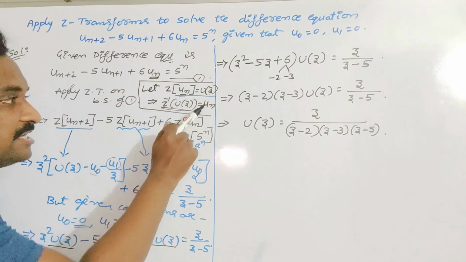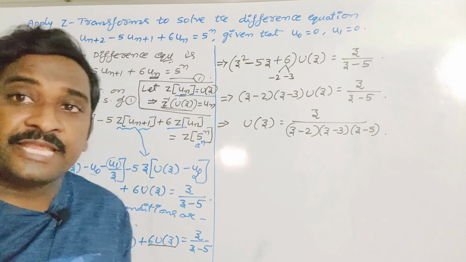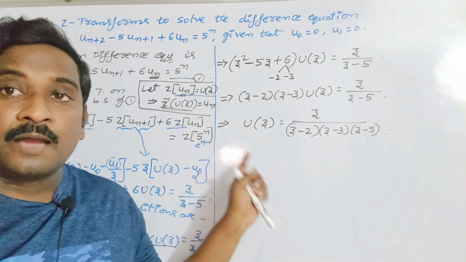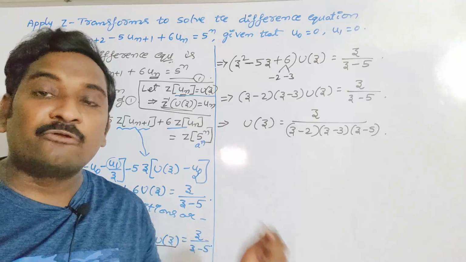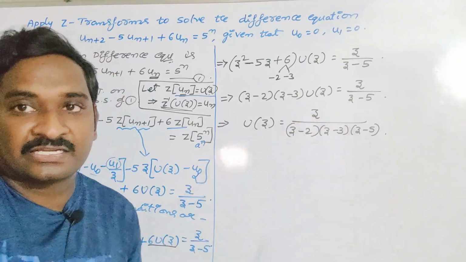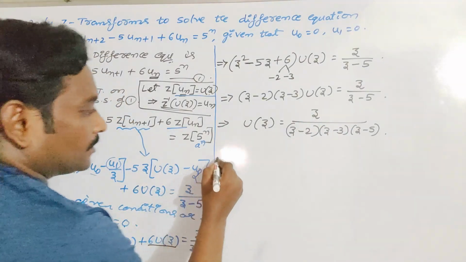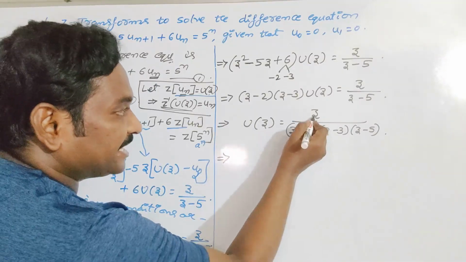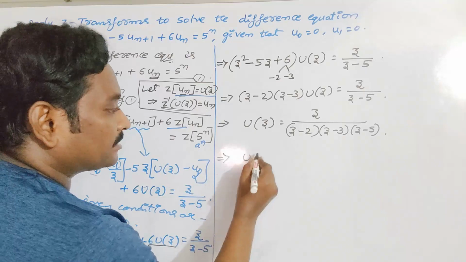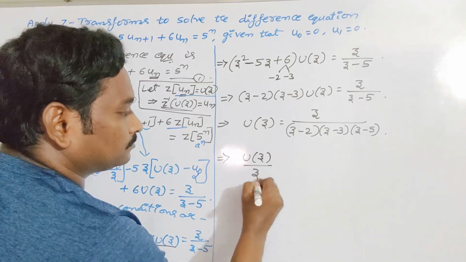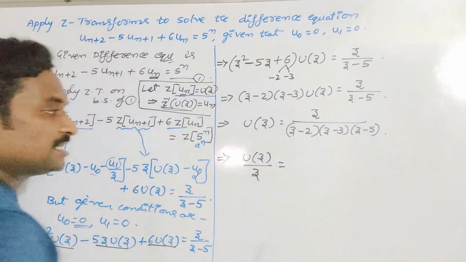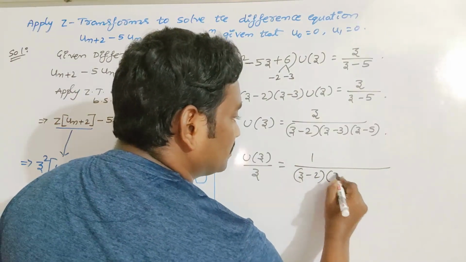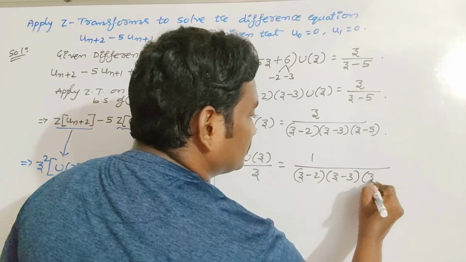Z inverse of U of z is un. But don't take the inverse directly here. Before applying the inverse Z transform, we have to resolve this term into partial fractions. That's why first of all I am dividing by z on both sides. Otherwise you can take this z to the left-hand side denominator. What is the remaining term? 1 by (z minus 2)(z minus 3)(z minus 5).